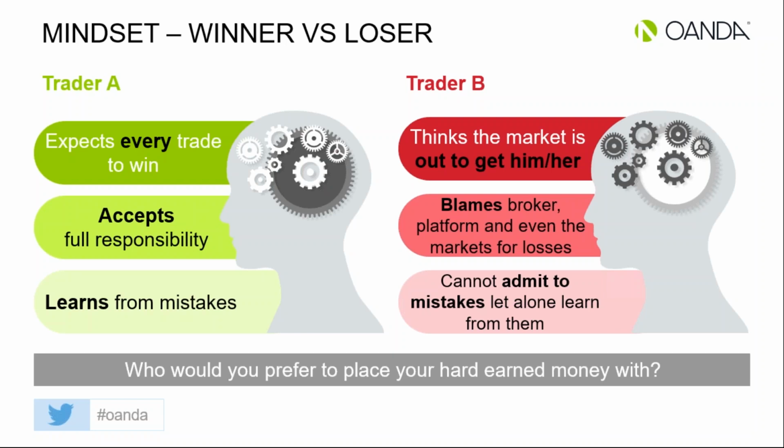Trader B, on the other hand, is looking to assign fault. So whenever a losing trade happens, trader B tries to find someone to blame. It's either the market that's out to get him, or he'll blame his broker, he'll blame the platform, he'll blame everything except himself for the trading loss. Even when, say, mistakes are pointed out to him, he can't learn. He refuses to believe that he could have done something differently to change the outcome.